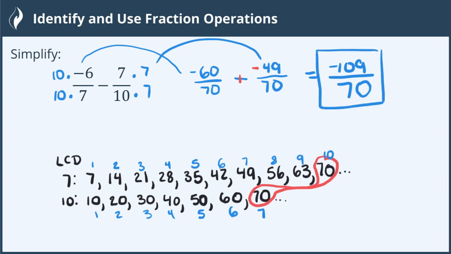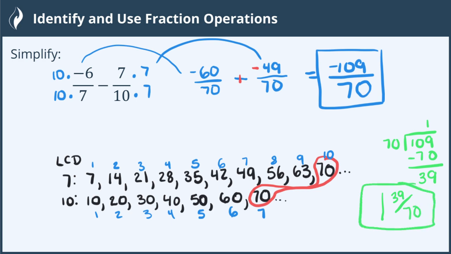I could also change this to a mixed number as well because this is an improper fraction. To do that, we would just divide the numerator, 109, and don't worry about that negative. We'll put it in front of whatever we get. And divide it by the denominator. 70 goes into 109 one time. 109 subtract 70 gives me 39 as a remainder. So this is one whole time with 39 as a remainder over 70, and I can rewrite it as this mixed number. But don't forget that negative sign.